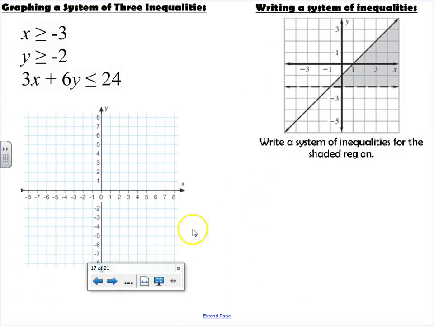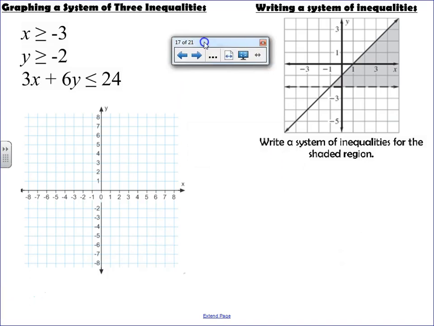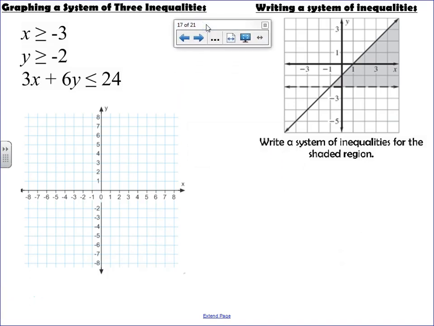All right, so let's finish up here by taking a look at how we graph 3 inequalities and how we write a system of inequalities for those. So why don't you just start off by trying to do that first example, the 3 inequalities. Restart the video when you want to see how it looks.